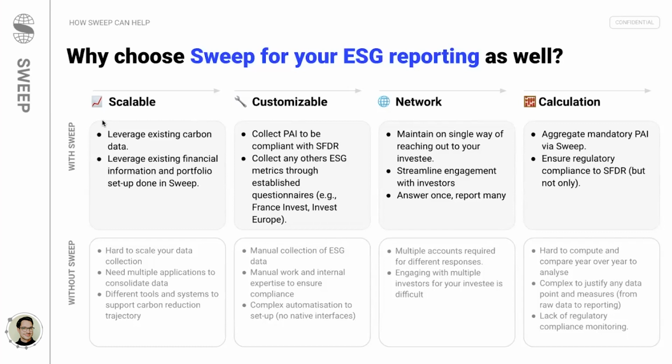And then the last part, not least, is the calculation. Carbon accounting is probably simpler because it's multiplication and sum, but for the PIs it's a bit more complex. There are aggregations that are specific to specific PIs. So of course with Sweep we provide you with all the pre-built reports and calculations, so you can really spend more time analyzing the data than doing pivot tables in Excel and trying to get the perfect report.